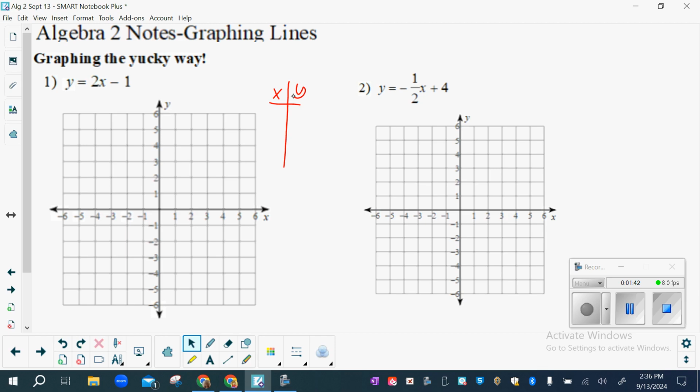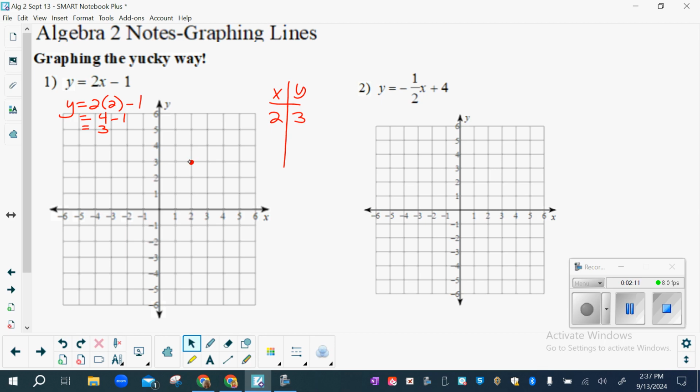So what's an X that we could do? We could graph any number. 2. Okay, we wouldn't want to pick 100 because 100 wouldn't fit on the graph, but 2 would be a good number. So now we're going to substitute it into our equation. Y equals 2 times 2 minus 1, or 4 minus 1, which is 3. So 2, 3 is 1 point.